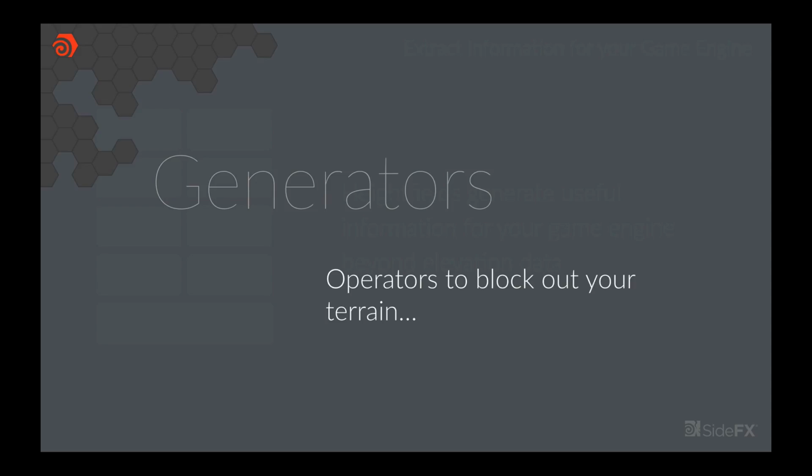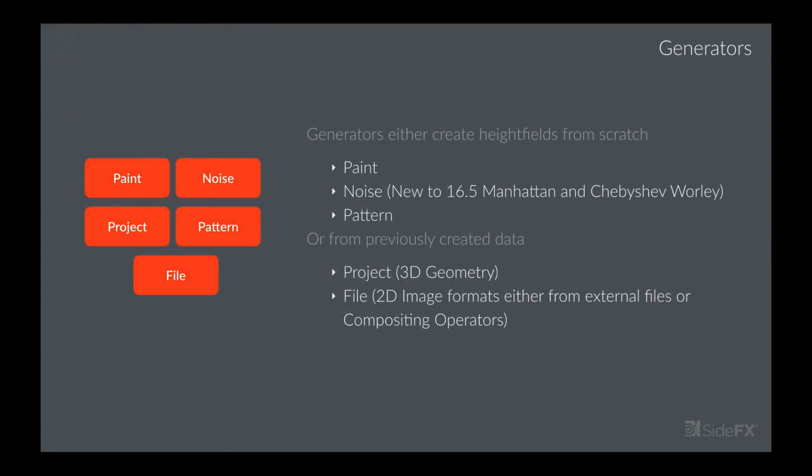So when you're starting to work, the first thing you're going to do is probably lay down generators, operators to block out your terrain. So again, we have lots of different generators. You could paint things, so that's pretty interactive. Noise generators, which obviously are procedural. Pattern generators, also procedural. You can project 3D objects, which are interactive. Or you can actually import stuff from other content creators like Photoshop and so forth. I should also mention that new to H16.5 is the new Manhattan and Chebyshev-Worley pattern generation.